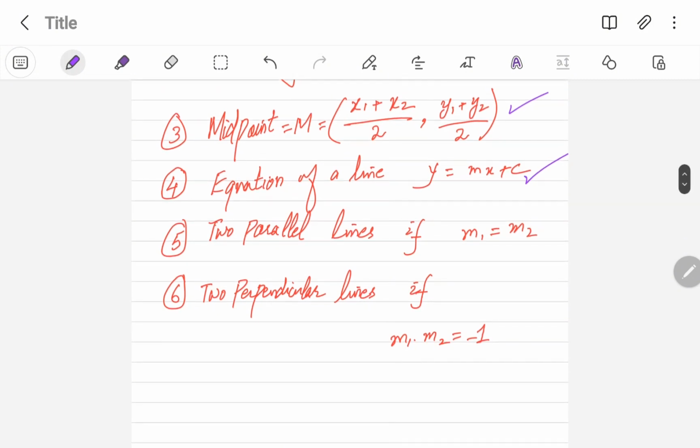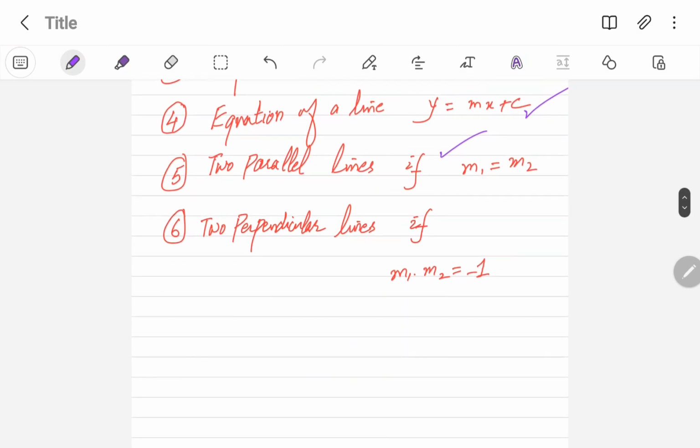Next, the condition for two lines to be parallel: their gradients should be equal to each other, m1 is equal to m2. Same like that, if two lines are perpendicular, then the product of their gradients should be equal to minus 1. These are the formulas. Now we will solve the past paper questions applying these formulas.